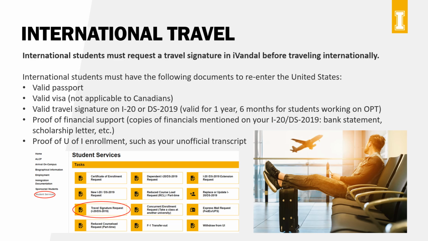It is also recommended that you carry proof of financial support. These are copies of financials that are mentioned on your I-20 or DS 2019. It is also recommended that you carry proof of U of I enrollment, such as your unofficial transcript. You can find your unofficial transcript in Vandal Web.